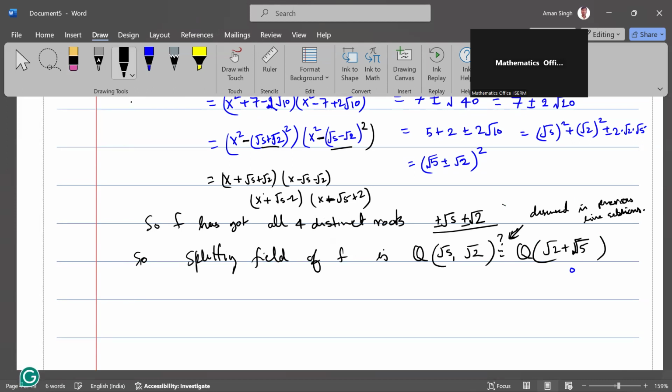So this extension is simple and just given by one of the roots. So what is the Galois group of, let me denote it as L, Q(root 2, root 5), or you can just write plus here, over Q? It is a degree 4 Galois extension.